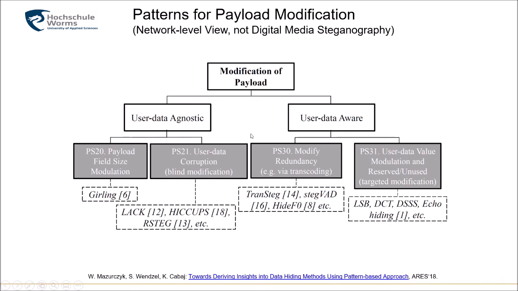And then there's user data aware as a category. And here we have also 2 patterns. One is modify redundancy, for instance, by transcoding. So you transfer voice over IP data, for instance, and you recompress the audio data with a different codec, and this way you save some space that you can use to place your hidden data without increasing the packet size. So this works. For instance, there are different methods also available here.